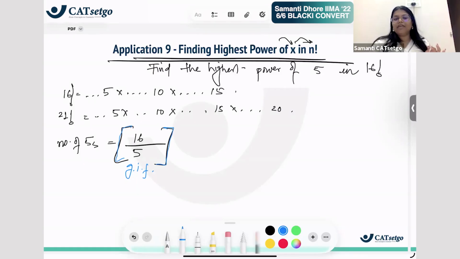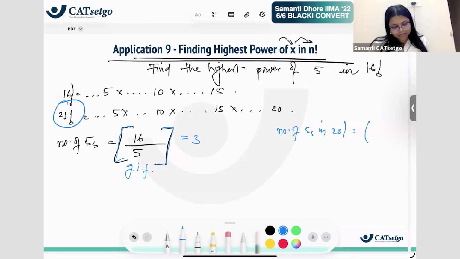So when I divide 16 by 5, you get 3 point something. 5 3s are 15, 3.2, right? So we will report only 3. So how many 5s are there in 16 factorial? 3. Similarly, the number of 5s in 21 factorial will be 21 divided by 5, which is 4, right? So I can find the number of 5s in any factorial by dividing it by 5 and taking the greatest integer function. Correct or no?